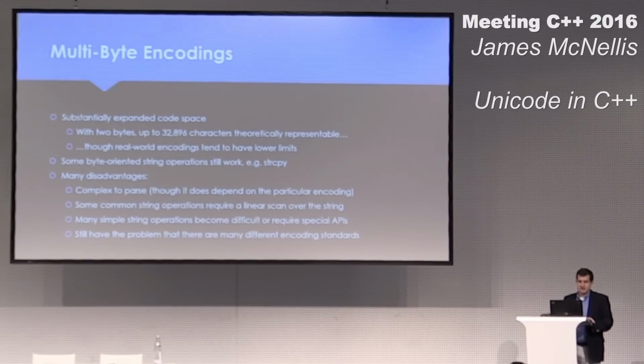But they have a bunch of disadvantages. They're complex to parse. In some cases, it depends on the particular encoding. Some common string operations may require a linear scan over the string, like the example we saw just a moment ago. Many simple string operations become difficult or require special APIs, like if you want to get the previous character or a pointer to the previous character, you can't just decrement the pointer, you need to actually go and find the lead byte. And then we still have the problem that there's many different encoding standards. So we didn't actually solve that problem, which is really an important problem to solve for text interchange.